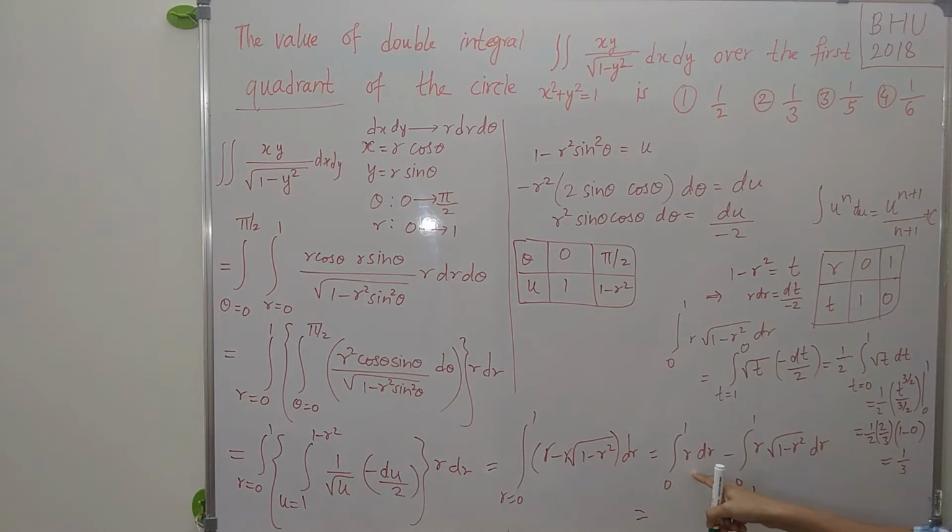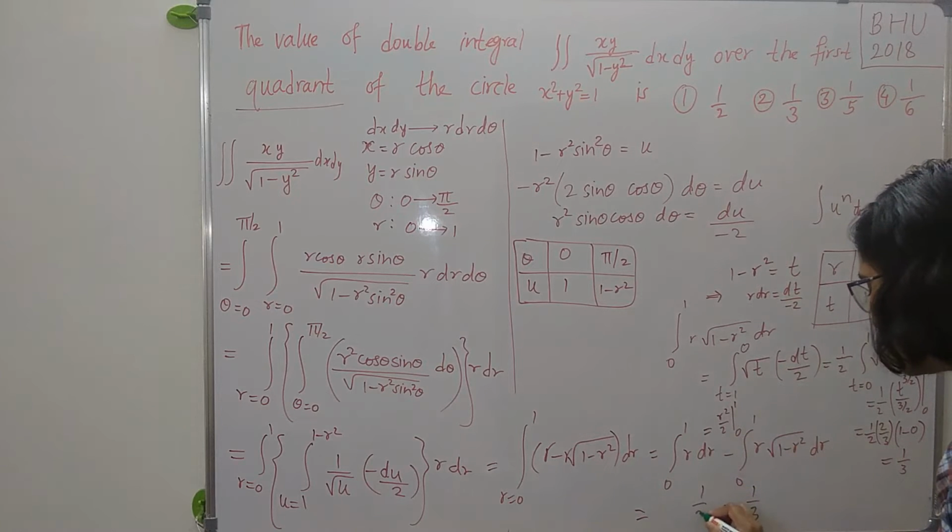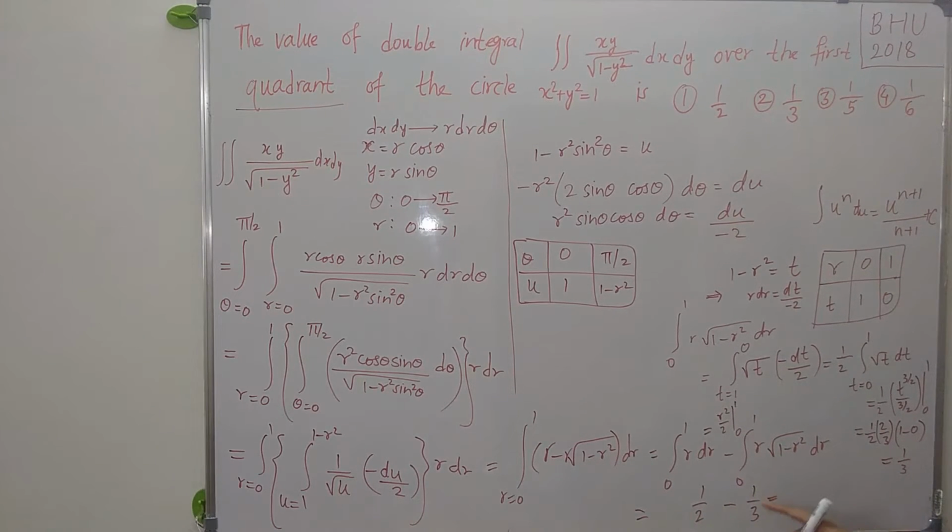Now the integral of this is just r square by 2 and limits are from 0 to 1. So it is 1 by 2. So this is just equal to 3 minus 2, which is 1, divided by 6. So the answer is this fourth option.